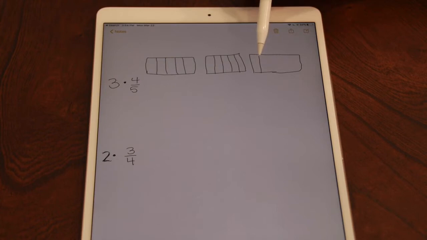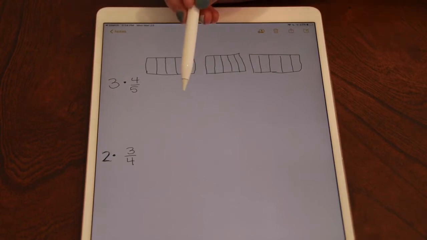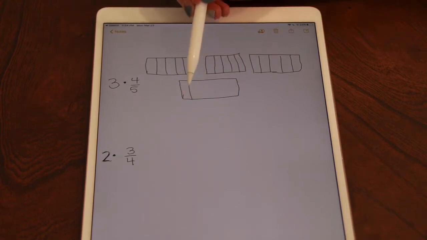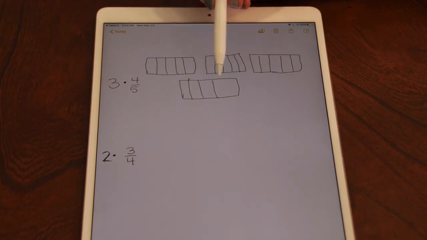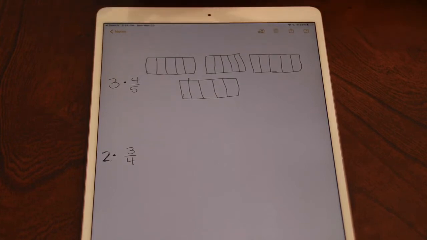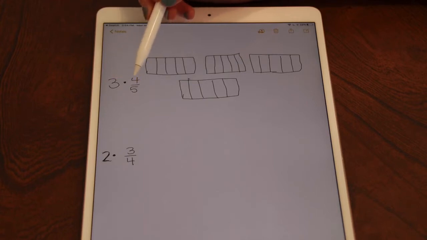1, 2, 3, 4. We'll do one more just to be safe. You never know how many you're going to need. 1, 2, 3, 4. Okay, let's start coloring them in. If I need to make more, I can. So I need to make 3 times 4 fifths, or 3 groups of 4 fifths.